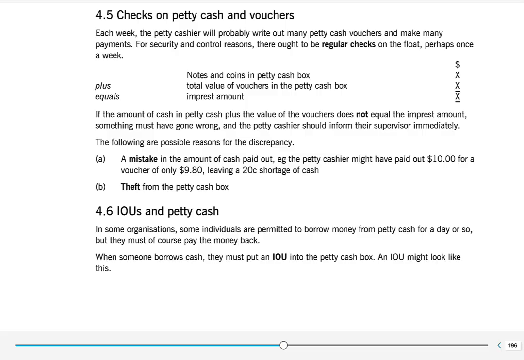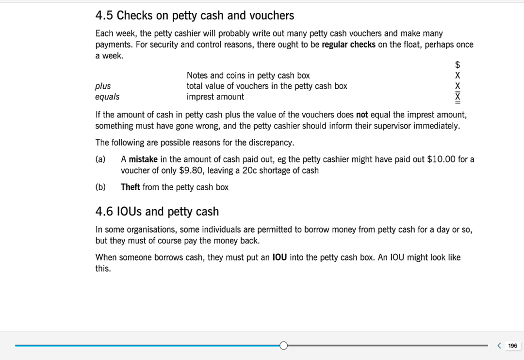Reason 3. Theft from petty cash. This is the most serious reason. Someone may take cash without permission. This could be an employee, a visitor, even a person who has access to the petty cash box. That is why access must be controlled. Only the petty cash cashier should handle it.